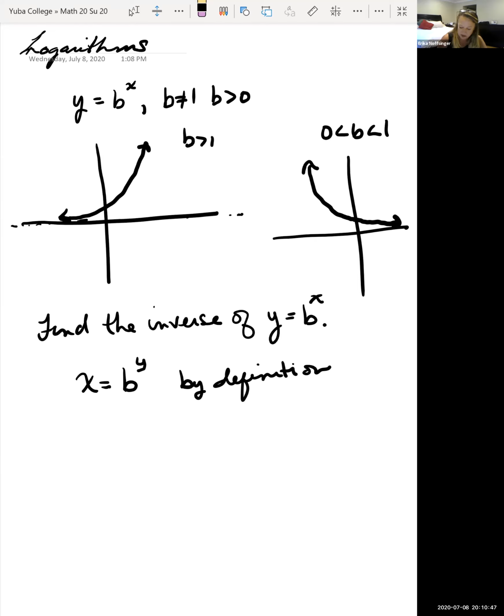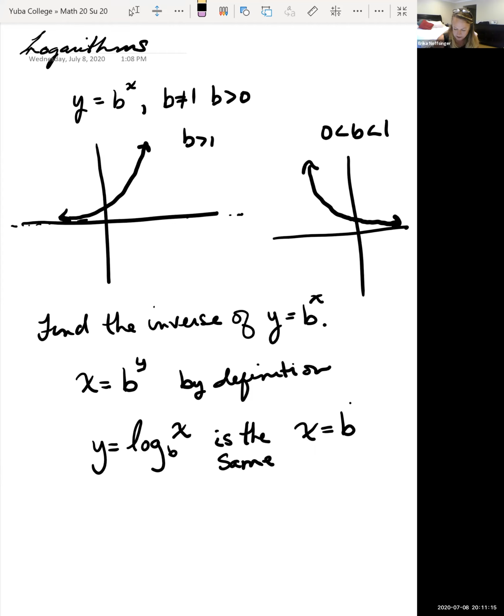They're going to do it this way. So by definition, if you have y equals log base b of x, that is the same thing, they're identical, as x equals b to the y.